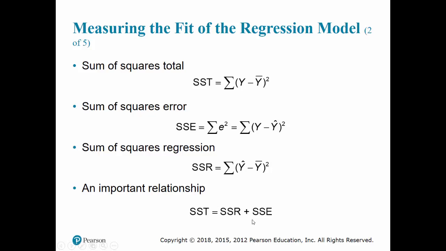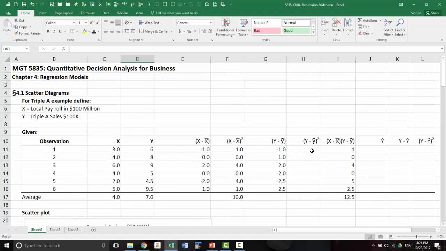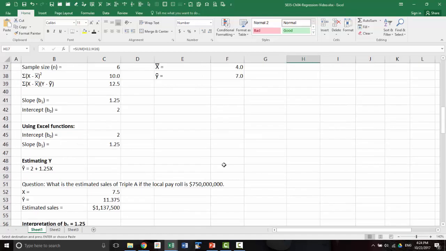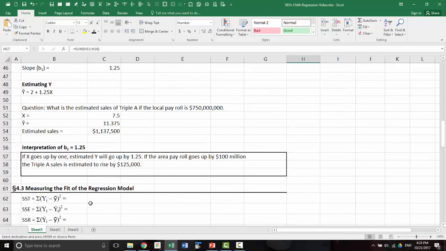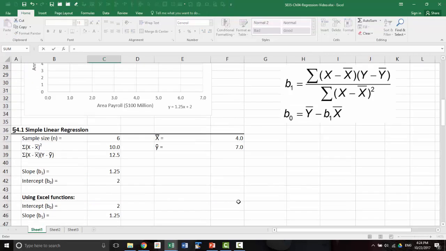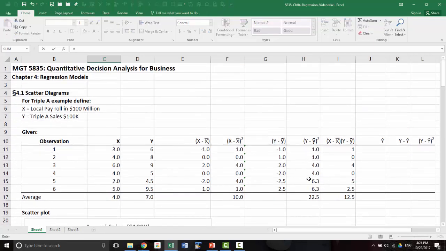Now let's do the computations in Excel. This is y minus y bar squared. This is the reason why we needed that column. You take y minus y bar and square that, copy that, and put the border back. When you sum that, it gives you the total sum of squares. Let's assemble that here. So SST is that.